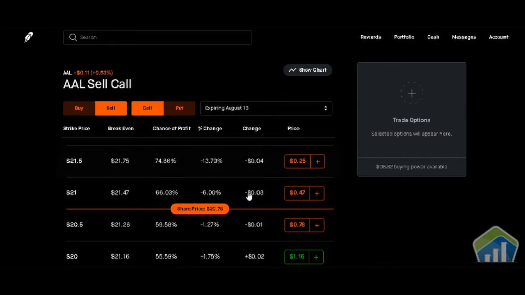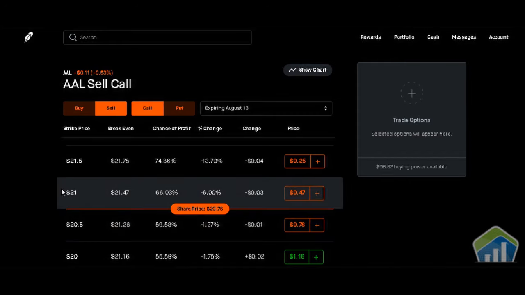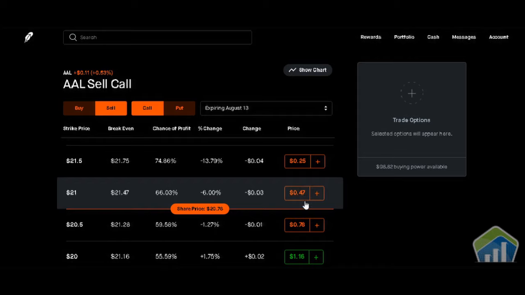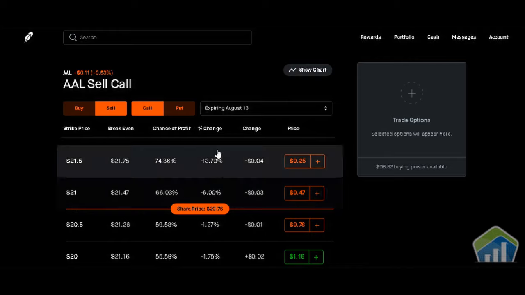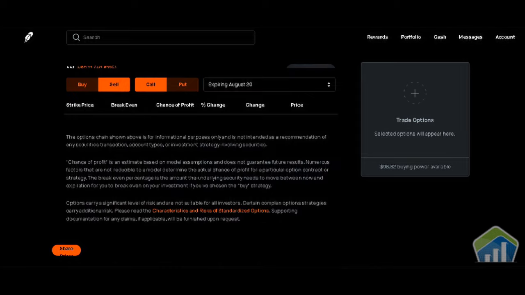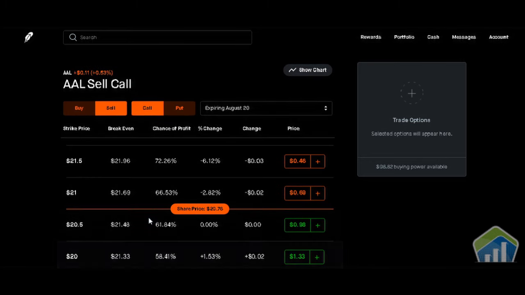Now, if it doesn't sell at $21 by this Friday, what would happen is you would keep your 100 shares that you purchased for $20.76. You would keep the $47 that you were paid up front for saying you're willing to sell at $21, right? And then you would move on to the next week or go even further. You can go to August 27th or even further in time to collect even more money the following week or whatever, right? So as it expires on August 13th, I would just move on to the week of August 20th, which is next Friday.